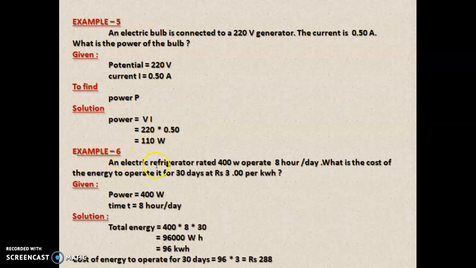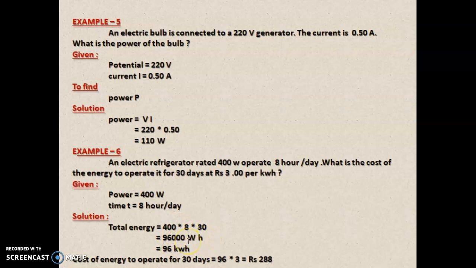Example 6. An electric refrigerator rated 400 watt operates 8 hours per day. What is the cost of the energy to operate it for 30 days at the rate of rupees 3 per kilowatt hour? So given power is 400 watt and time is 8 hours per day. So we have to find out the cost of the energy to operate it for 30 days. So the total energy is 400 into 8 into 30. So it will give 96,000 watt hour.